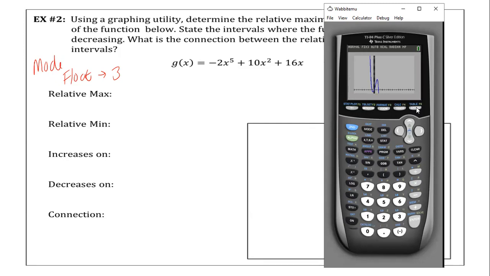Is it showing the wrong graph still? No, it's not the wrong graph, guys. You're seeing a different view of the graph. I was way zoomed out and it was still showing. So here we go. Hit zoom. You see where it says standard? That's just going to take you back to square one. Zoom 6.